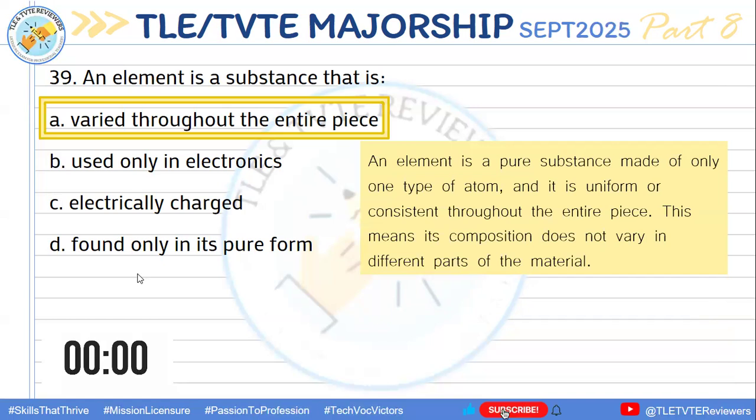For letter B, used only in electronics, elements are found everywhere, so not just in electronics. Letter C, electrically charged. This is incorrect because elements themselves are neutral substances, though they contain charged particles. And letter D, found only in its pure form. Still incorrect because elements can be found in compounds and mixtures, not only in pure form. So answer letter A, varied throughout the entire piece.